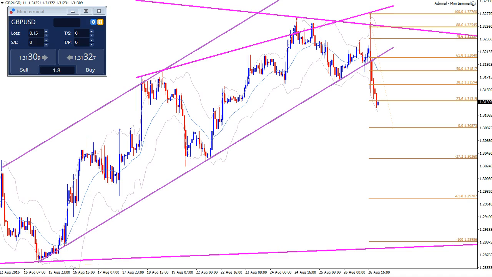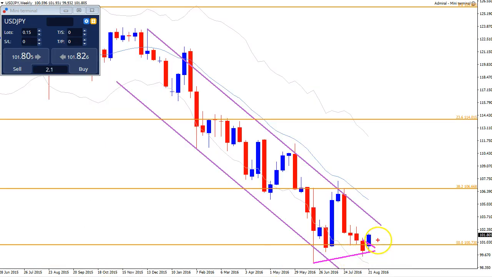Same thing on the pound. Dollar yen is showing a strong bounce too, just as expected on the wave analysis as well.